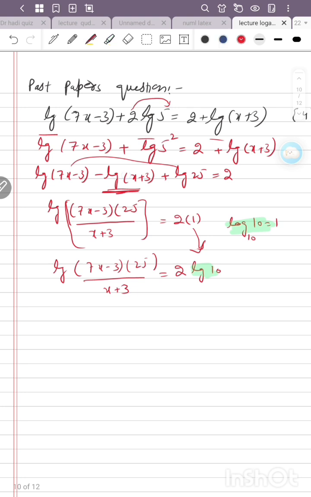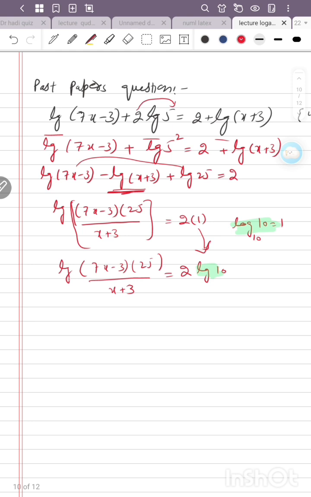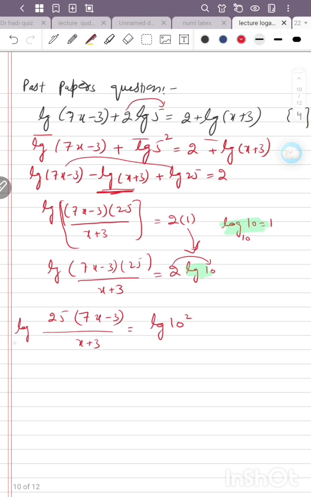Now move forward. This log and log cancel with each other. We have remaining 25 times (7x - 3) divided by (x + 3), and on the other side 2 log 10, which is 10 squared. By using the property, the power comes up, and these logs cancel with each other, so we get 25(7x - 3)/(x + 3) equal to 100. These logs are cancelled because they are the same.